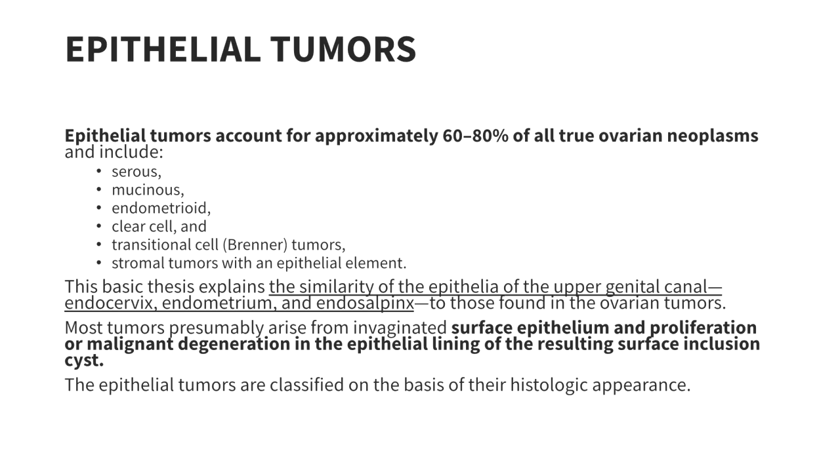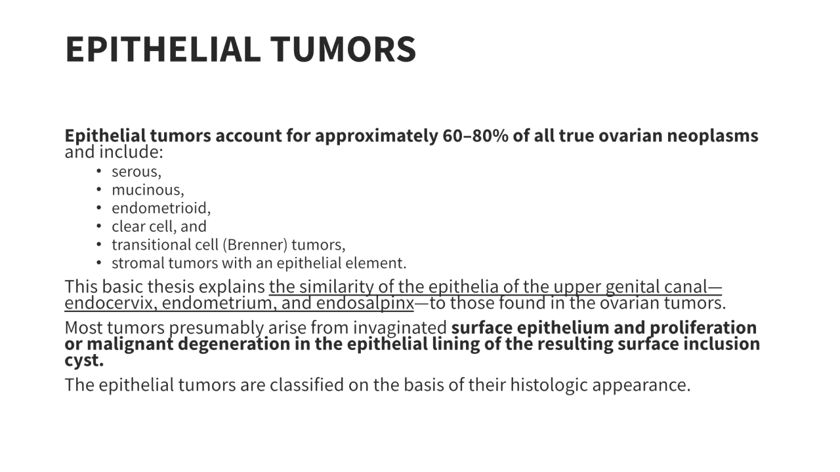The epithelial tumors, as I told you, account for the majority of the tumors in the ovary, 60 to 80%. There are several types: serous, mucinous, endometrioid, clear cell, transitional Brenner's tumors, and stromal tumors with an epithelial element. The basic thesis explains the similarity of epithelium of the upper genital canal, endocervix, endometrium, and endosalpinx to those found in the ovarian tumor. So they have similar epithelium.